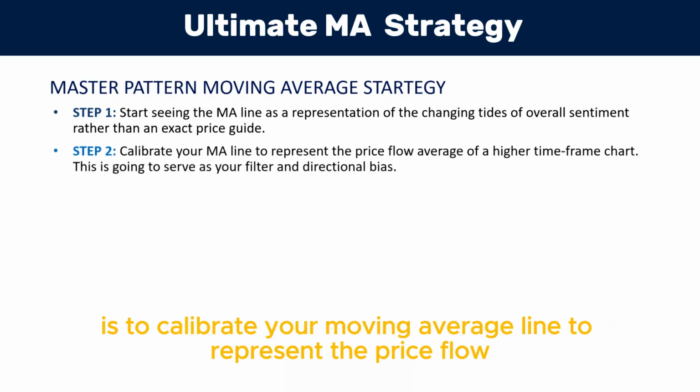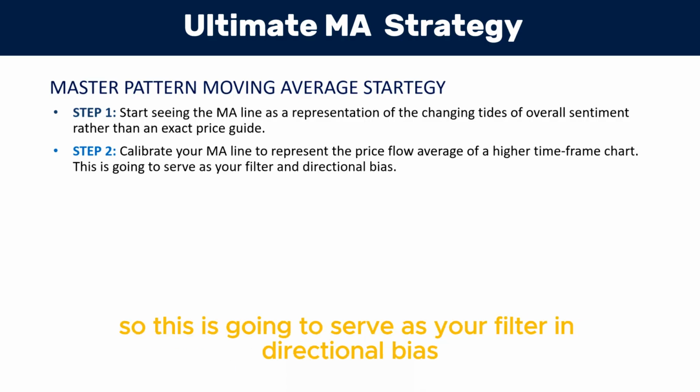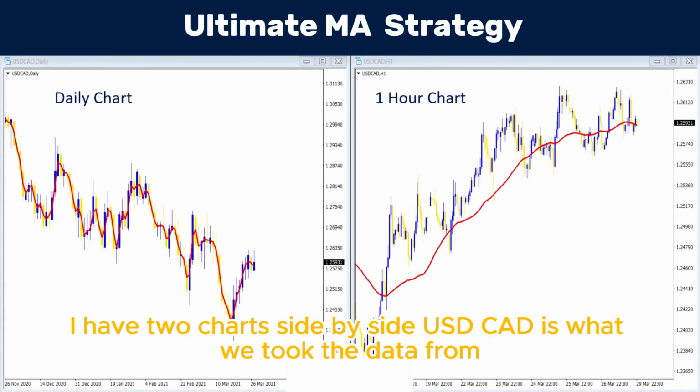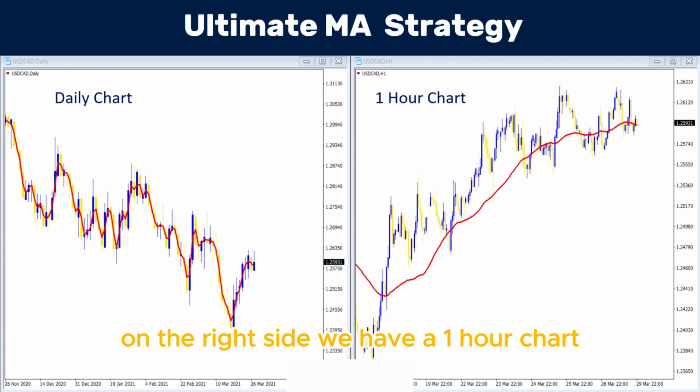Step number 2 is to calibrate your moving average line to represent the price flow average of a higher time frame chart. So this is going to serve as your filter in directional bias. Let me show you what I mean by this. In this example, I have 2 charts side by side. USD CAD is what we took the data from. You'll see on the left side we have the daily chart. On the right side, we have a 1-hour chart.